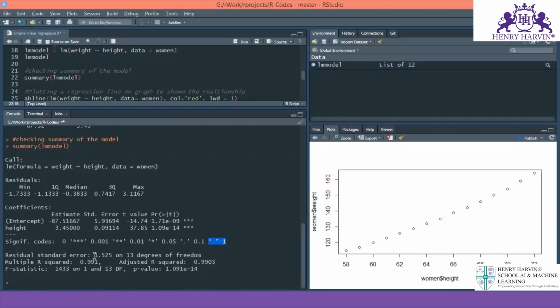Next is residual standard error. Residual standard error is the measure of the variation of observations around the regression line. Whenever we are building a model and we plot the line, like we can see here, we can see how much variation there is between the observations. If any observation is out of the line, we can understand it through this value.